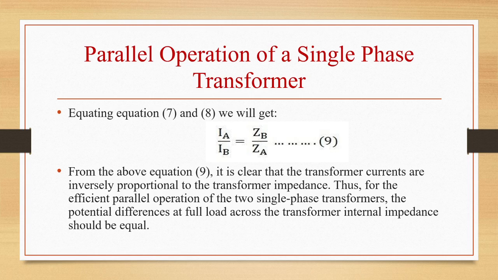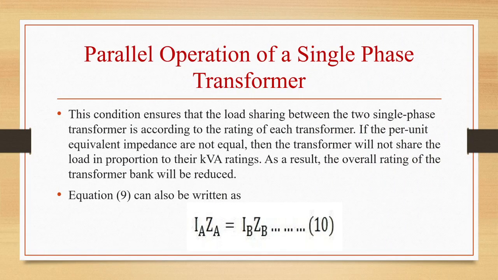Thus, for efficient parallel operation of two single phase transformers, the potential differences at full load across the transformer internal impedances should be equal. This condition ensures that load sharing between the two single phase transformers is according to the rating of each transformer. If the per unit equivalent impedances are not equal, then the transformers will not share the load in proportion to their kVA ratings. As a result, the overall rating of the transformer bank will be reduced. Now we can write equation 9 as IA ZA equals IB ZB also.